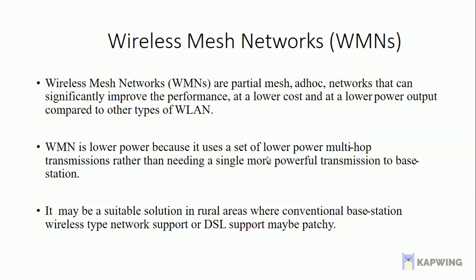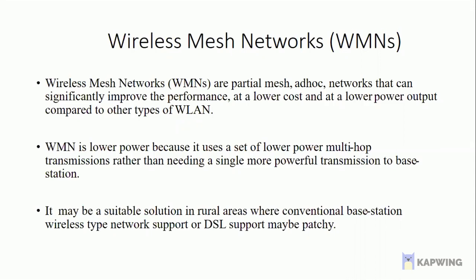Then wireless mesh network. Wireless mesh networks are partial mesh ad hoc networks that can significantly improve performance at a lower cost and at low power outputs compared to other types of wireless LAN. Your wireless mesh network is lower power because it uses a set of lower power multi-hop transmissions rather than needing a single more powerful transmission to the base station.